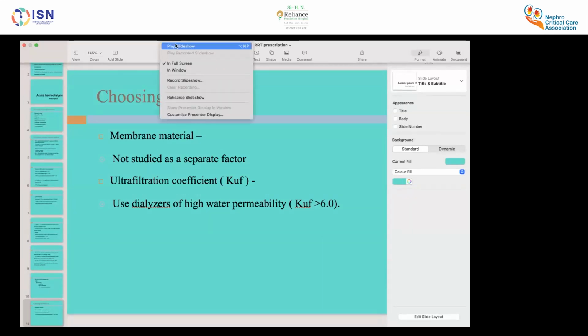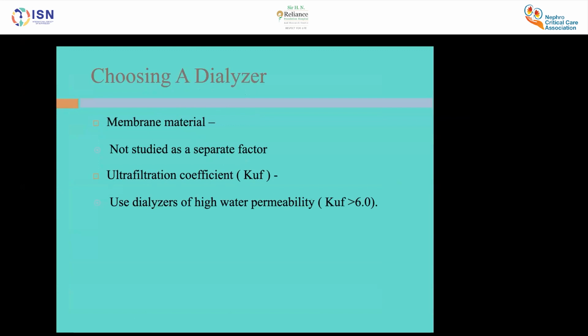That being said, dialyzer reactions, both type 1 and type 2, are still seen in practice, and we need to know them, because if we think our membranes are compatible and there can't be a reaction, we will not diagnose them. I'm sure you know of the type 1 and type 2 reactions of dialyzer, right? Yes, sir. Okay, continue.